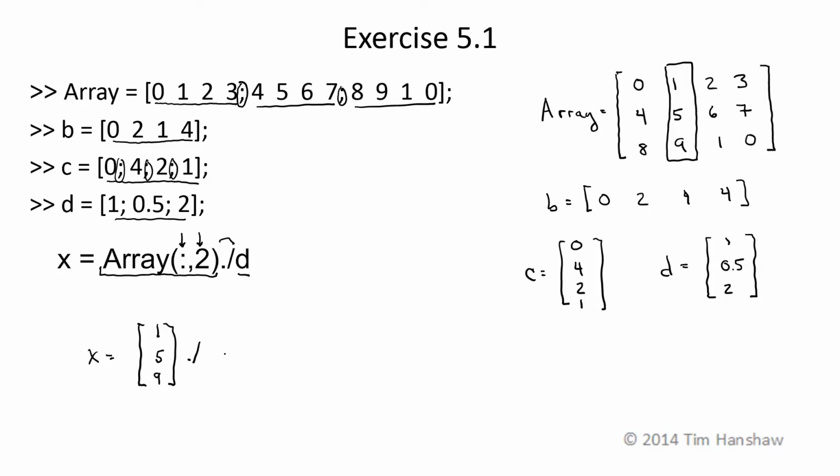dot slash D, which is 1, 0.5, 2. The dot slash just denotes element by element division, so the first element is 1 divided by 1, or 1. 5 divided by 0.5 is 10, and 9 divided by 2 is 4.5.